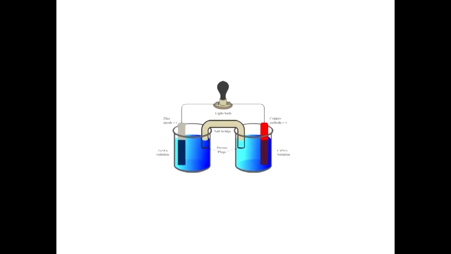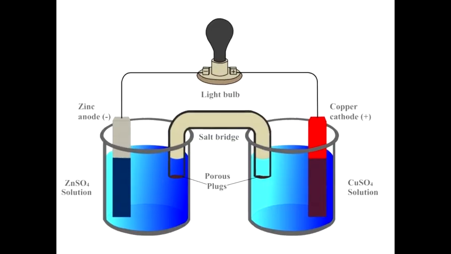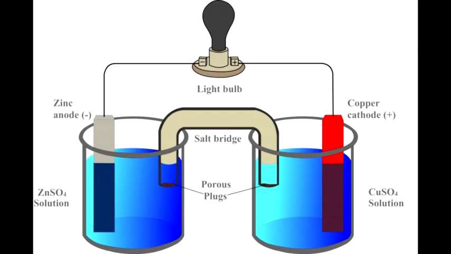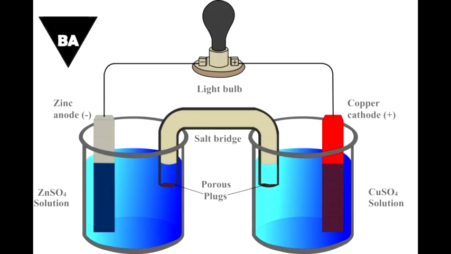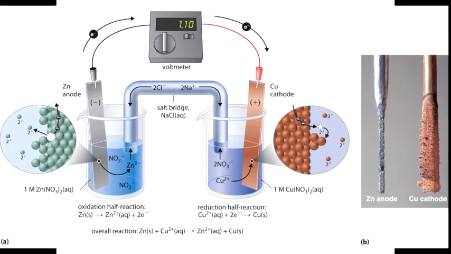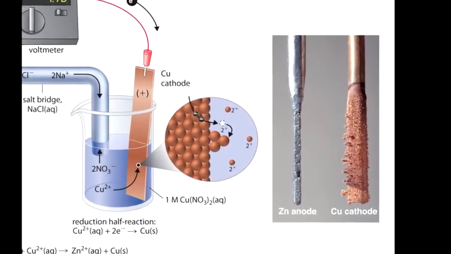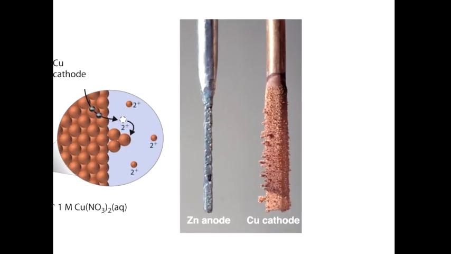Let's take a look at this voltaic cell, and on the left you see the anode and on the right you see the cathode. These of course are the twin pillars, Boaz being the negative, the anode, and Joachim being the positive, the cathode. So remember, in this system the zinc, the Ba, the negative, is losing matter. The positive, the Ka, the copper, is attracting matter.